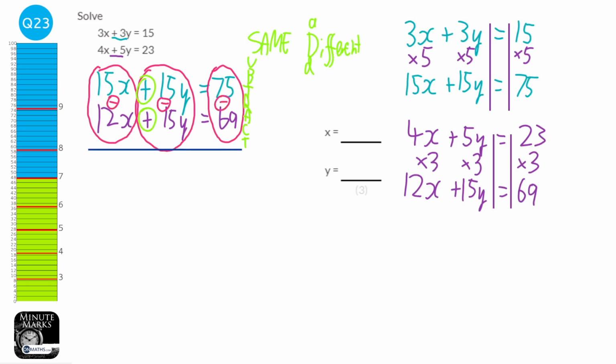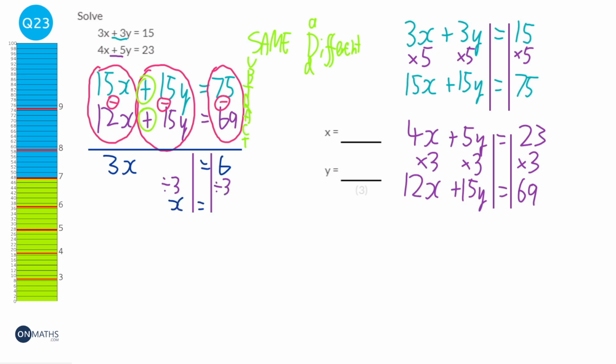So we're going to subtract going downwards, and we've got 15x take away 12x, which is 3x. 15y take away 15y, which is nothing, which is good, that's the whole point. And we've got 75 take away 69, which is 6. Is it 6? Yeah. Okay, so we're going to then solve that. So we're going to divide by 3 both sides to get what x equals. And so x equals 2.